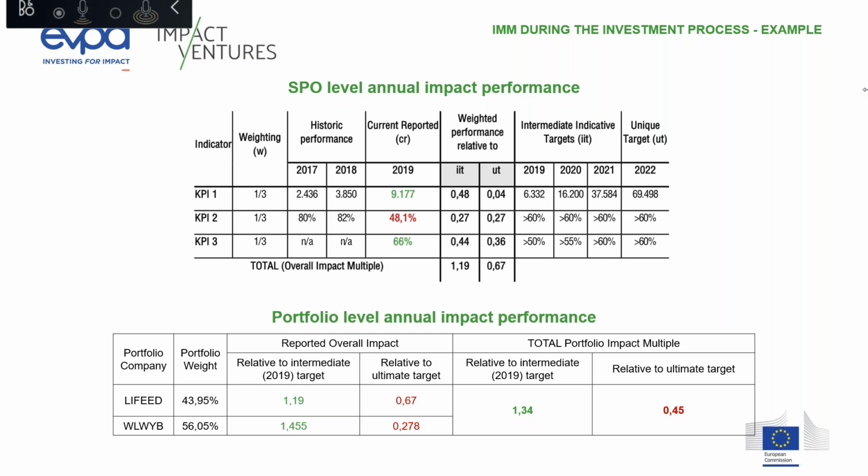And what we do is just map relatively against these outcomes. So our current reported would be X, our intermediate indicative target would be Y, and we're looking at X divided by Y, and we come to a relative weighted performance indicator. So in one single number, in one single relative performance measure, we can express how the company is going according to plans. That is our overall impact multiple.